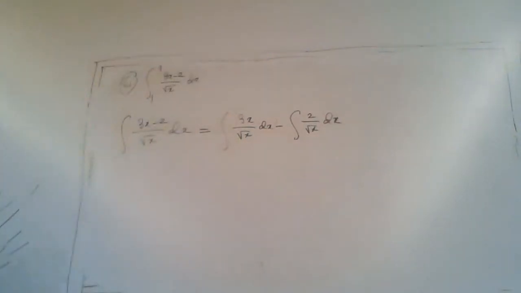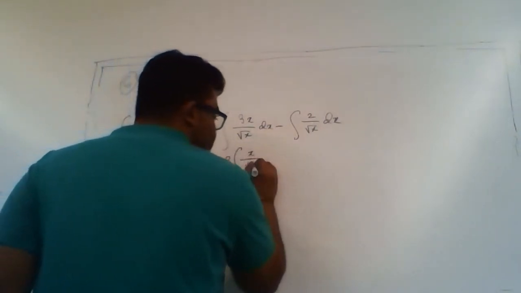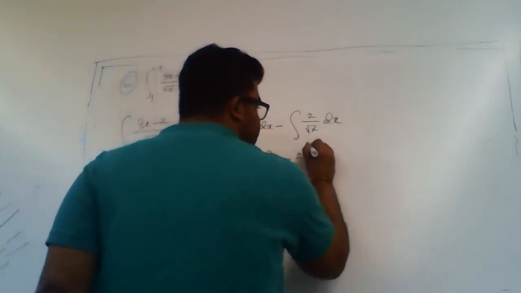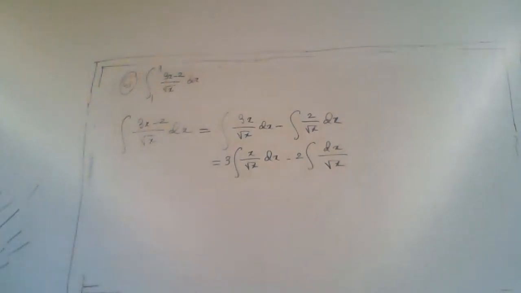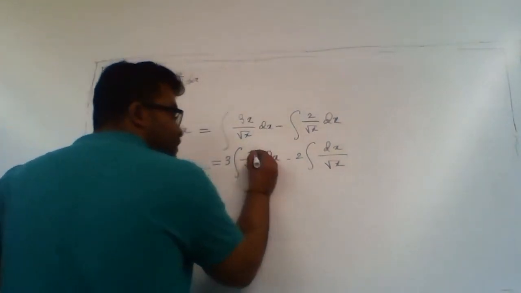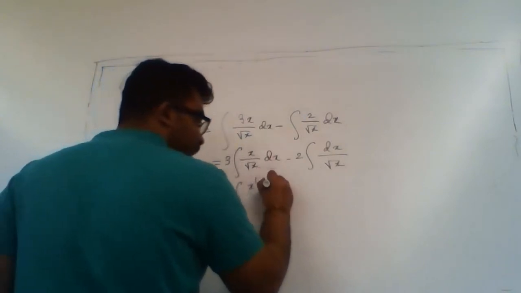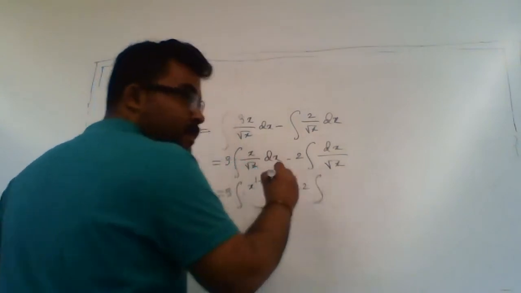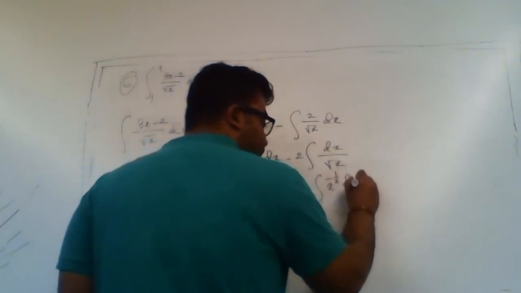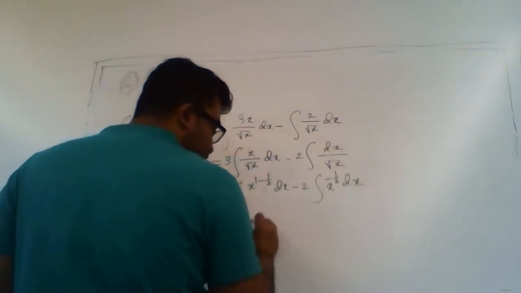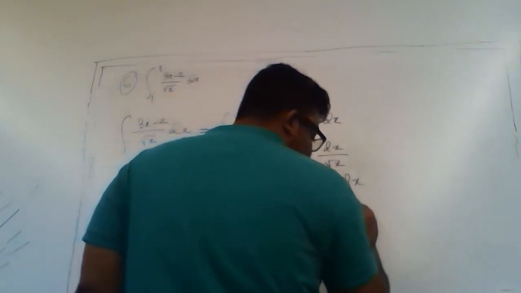So now you can take the constants out. You get 3 times the integral of x by square root of x dx minus 2 times the integral of dx by square root of x. Now you see you have power 1 and power half. So it is x to the power 1 minus half dx, and 1 by square root of x can be written as x to the power minus half dx. So you get 3 x power half dx minus 2 x power minus half dx.